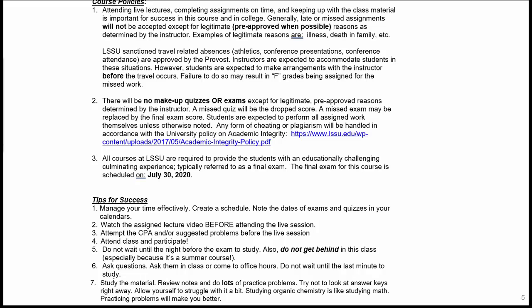So to succeed in this class, you want to manage your time well, make a schedule. If you have a job or no job, you want to treat this as not an afterthought. You really have to dedicate yourself to organic chemistry. So make sure you know when dates of quizzes and exams are occurring.